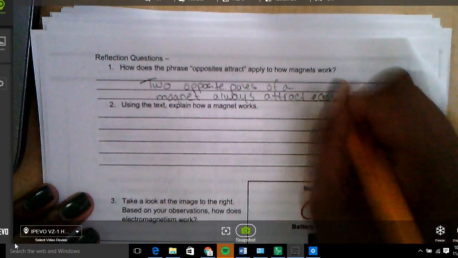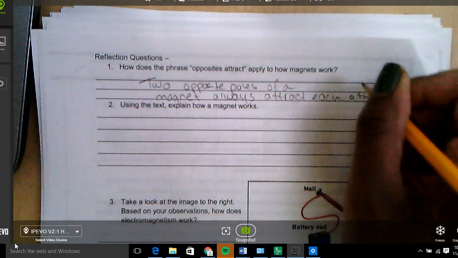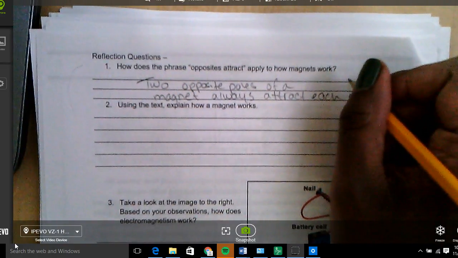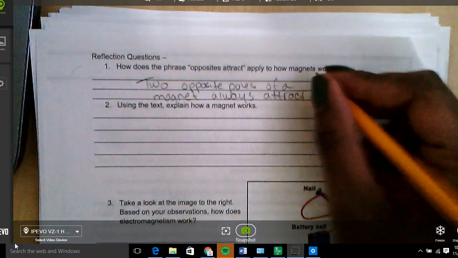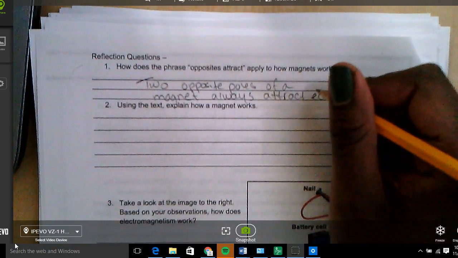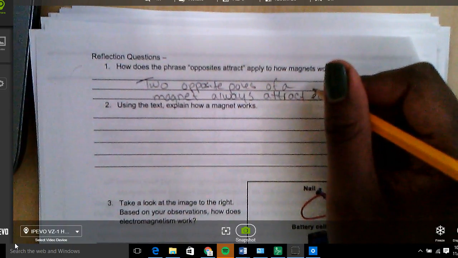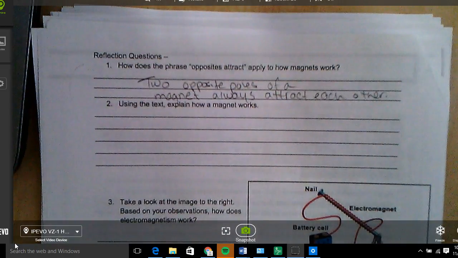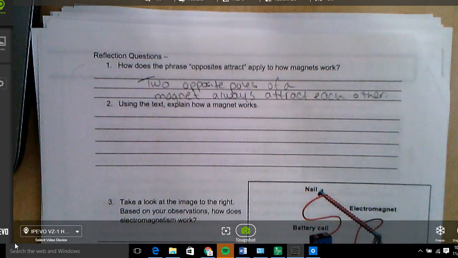Awesome. Now it says, using the text, explain how a magnet works. Explain how a magnet works. So no one has this down. That means we have to talk about it during lunch. All right, I want someone to try. Tracking Ramaya.